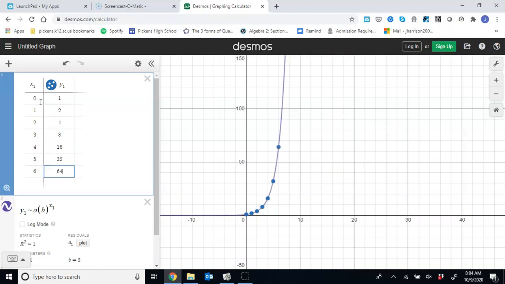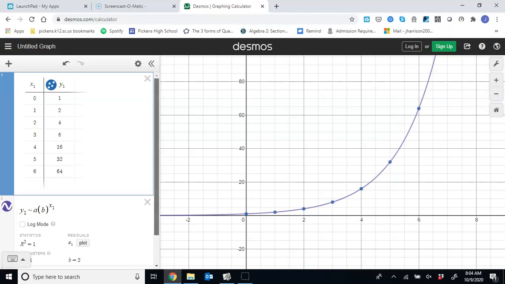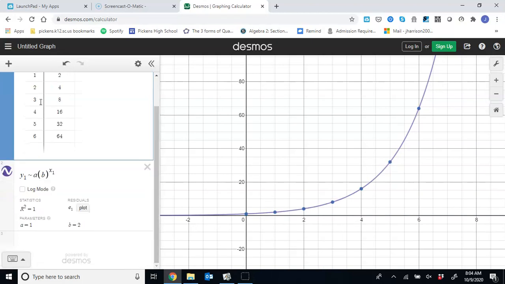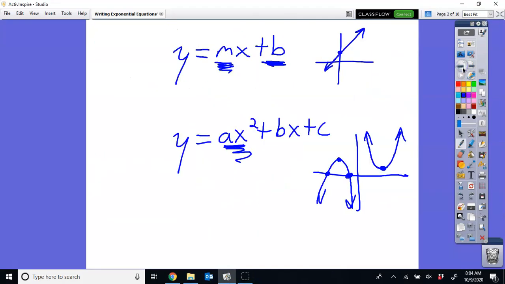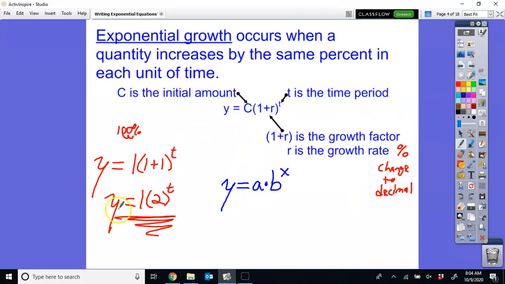Notice that it gives me that exponential ramp like we talked about. And then right here, it does tell me that A is 1 and B is 2. That's the same thing that I figured out when I talked about it myself over here. A is 1 and B is 2.